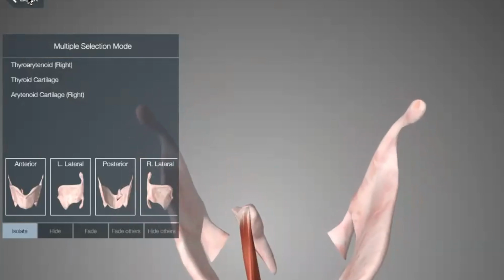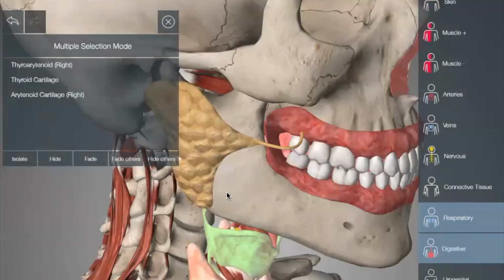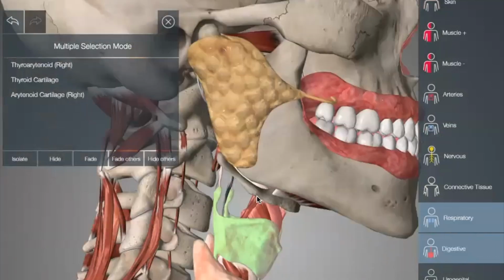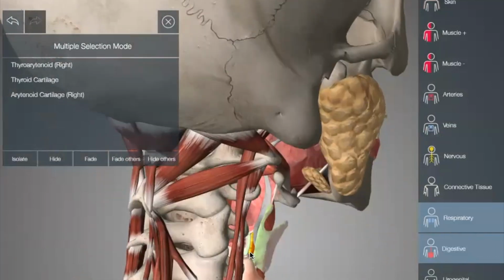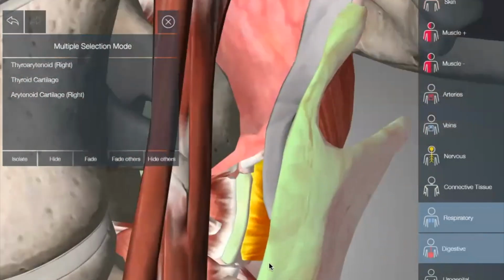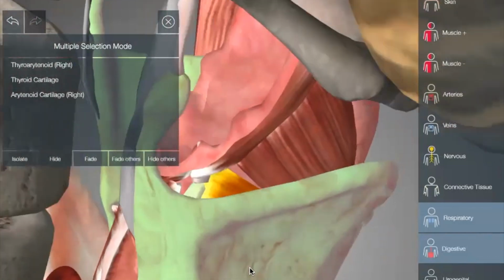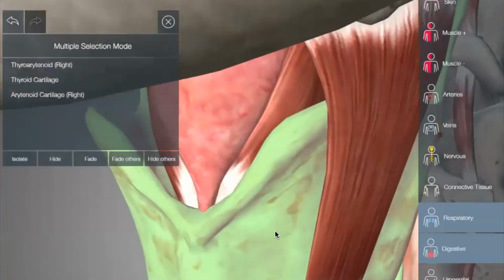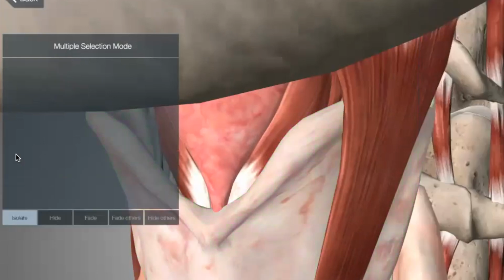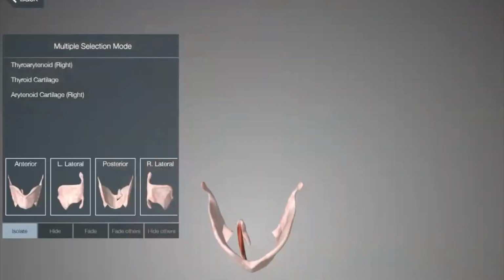Trying to also get the vocal cords in here. See if I can. Maybe I can't. Maybe let's select the larynx in. Let's see. All right, no problem. Okay, so now look.